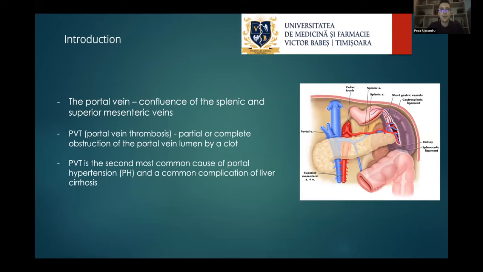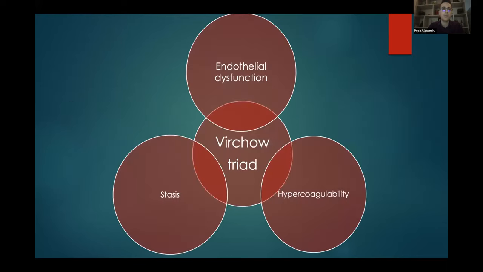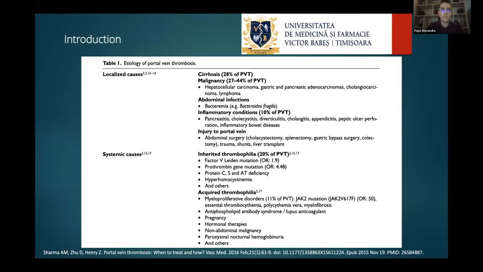Portal vein thrombosis is defined as the formation of a thrombus within the portal vein and intrahepatic portal branches. It is the second most common cause of portal hypertension and one of the most common complications of liver cirrhosis. Similar to venous thrombosis in other locations of the body, such as the lower extremities, the triad of hypercoagulability, endothelial injury, and stasis leads to the development of portal vein thrombosis. Local factors often contribute as well, and these include cirrhosis, abdominal malignancy such as hepatocellular carcinoma, abdominal infection, abdominal inflammatory conditions such as inflammatory bowel disease, or portal vein injuries, such as trauma.